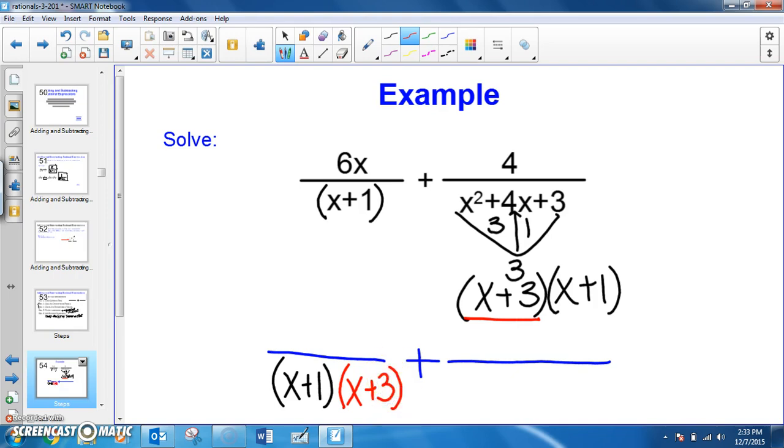And I need to check my second factor, x plus 1. I check my common bars. There is already an x plus 1 in the common denominator, so I do not need to rewrite this. And my common denominator for this problem is x plus 1 times x plus 3.